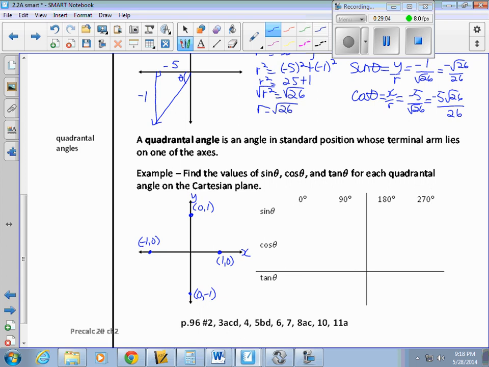So if I think of the value here at 0, 0 and 360 would be exactly the same, because whether I'm starting here or I'm going all the way around, I'm ending up on this positive terminal arm. So for 0 degrees, or 360 degrees, my x equals 1, my y is equal to 0. My r is going to equal the square root of x squared plus y squared. So 1 squared plus 0 squared is just 1, so it's a 1.